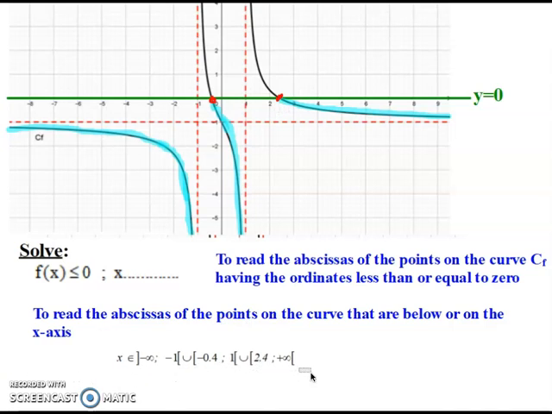So this is the solution of the inequality: from minus infinity till negative 1, from negative 0.4 included because it's a point on the x-axis, till 1, we open at 1 because at 1 we don't have an image. Then from 2.4 included because also it is a point on the x-axis till plus infinity.